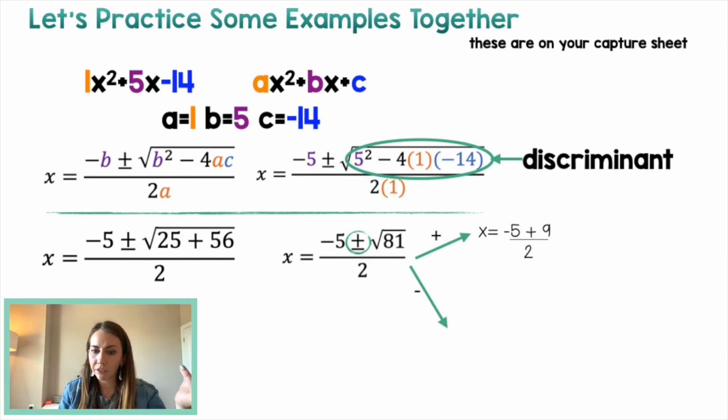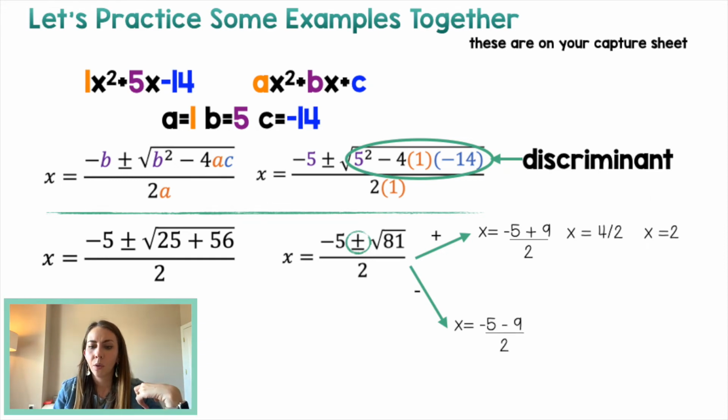So -5 plus 9 over 2 is going the positive version because the square root of 81 is positive 9 or -9, which is 4 divided by 2, which means x equals 2. We got one of our answers. Doing the same thing on the bottom, we have -5 minus 9 this time because the square root of 81 could also be -9. So it's -14 divided by 2, which means x equals -7. So our solutions would be x equals 2 and x equals -7.